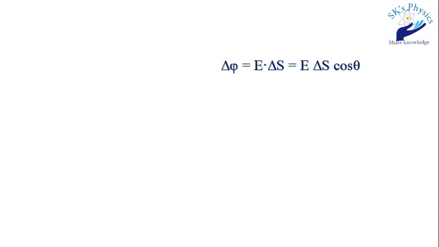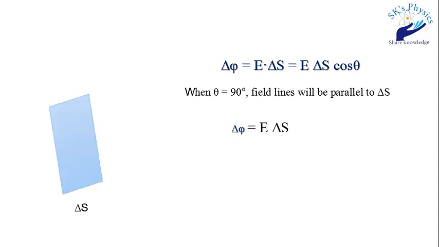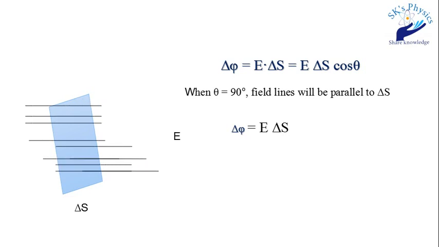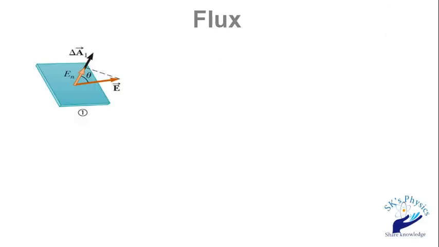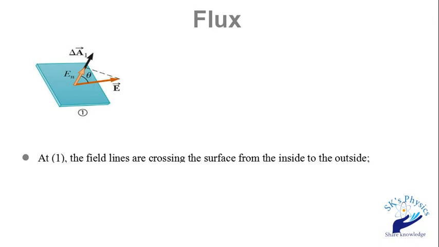Flux is equal to E dot delta S, which is E delta S cos theta. When theta is equal to 0 degrees, the field lines are parallel to delta S, so flux is equal to E delta S. E and S are parallel. Now here the angle between A and E is smaller than 90 degrees.